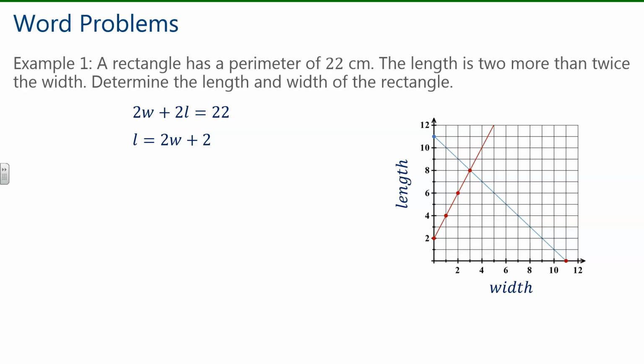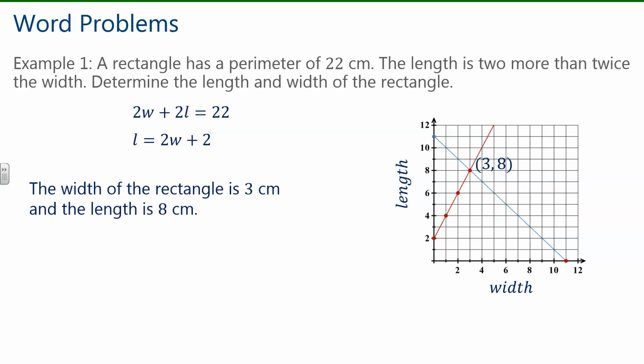So now let's find the intersection point. That would be right here at 3, 8. Now 3 corresponds with the width and 8 corresponds with the length. So that means we can say that the width of the rectangle is 3 centimeters and the length is 8 centimeters.